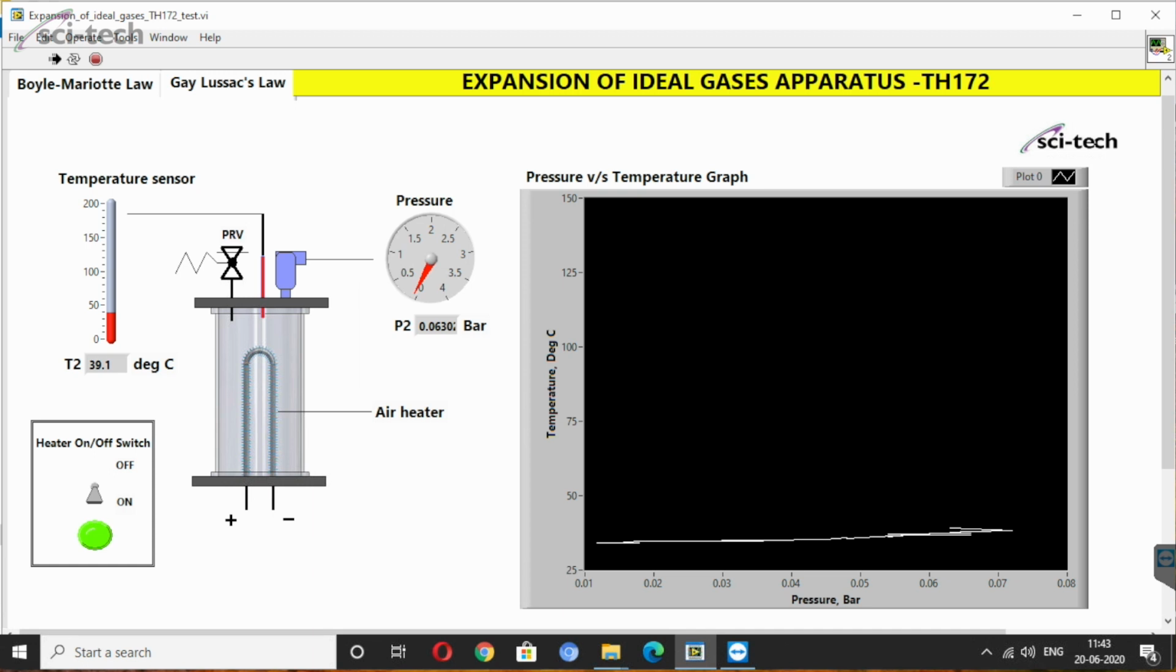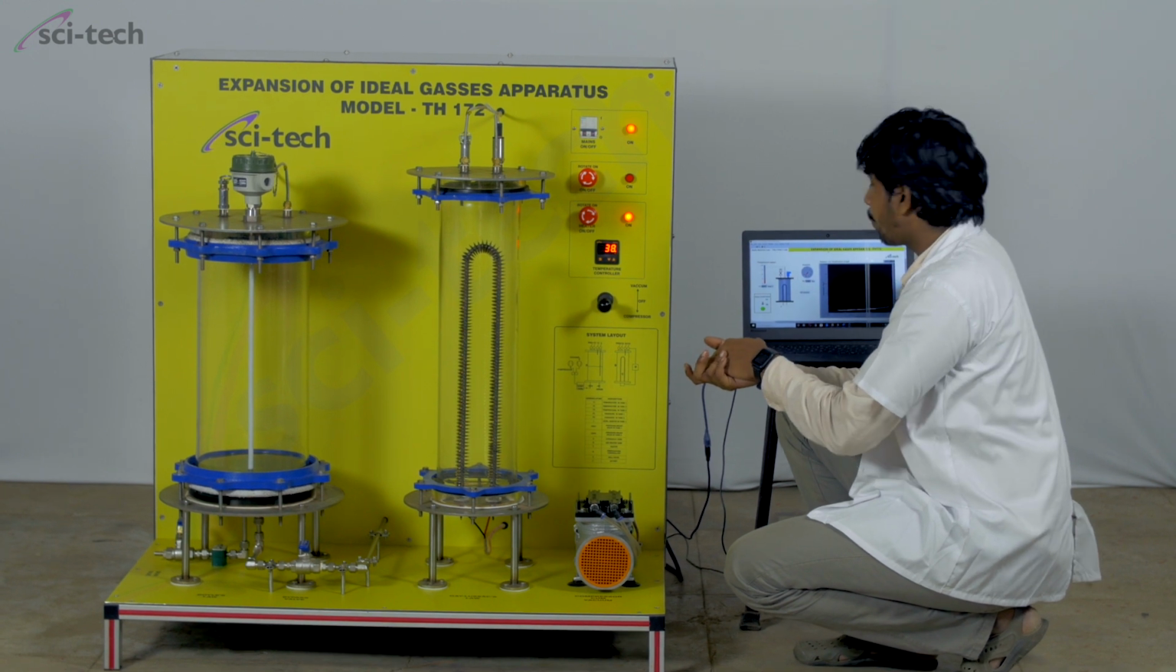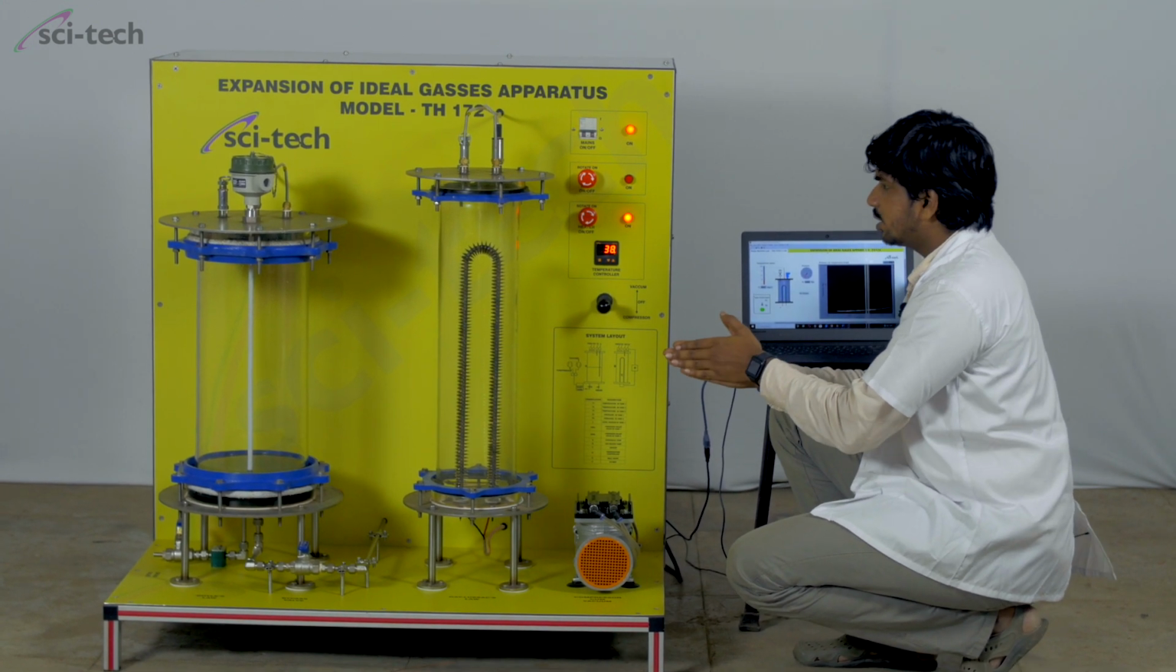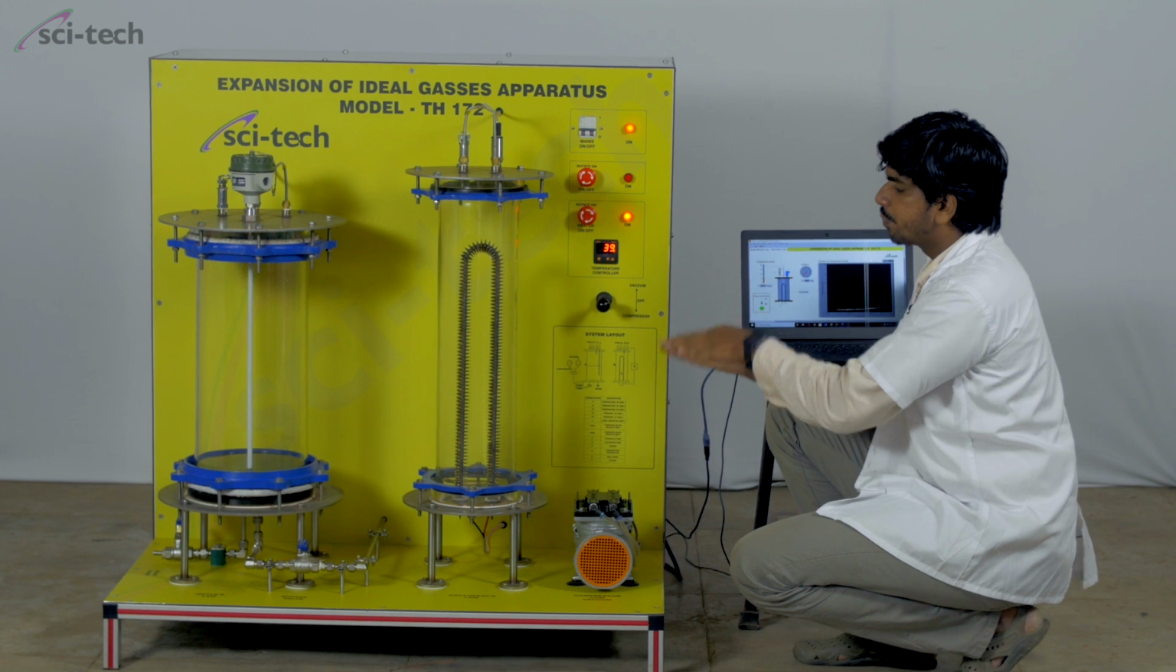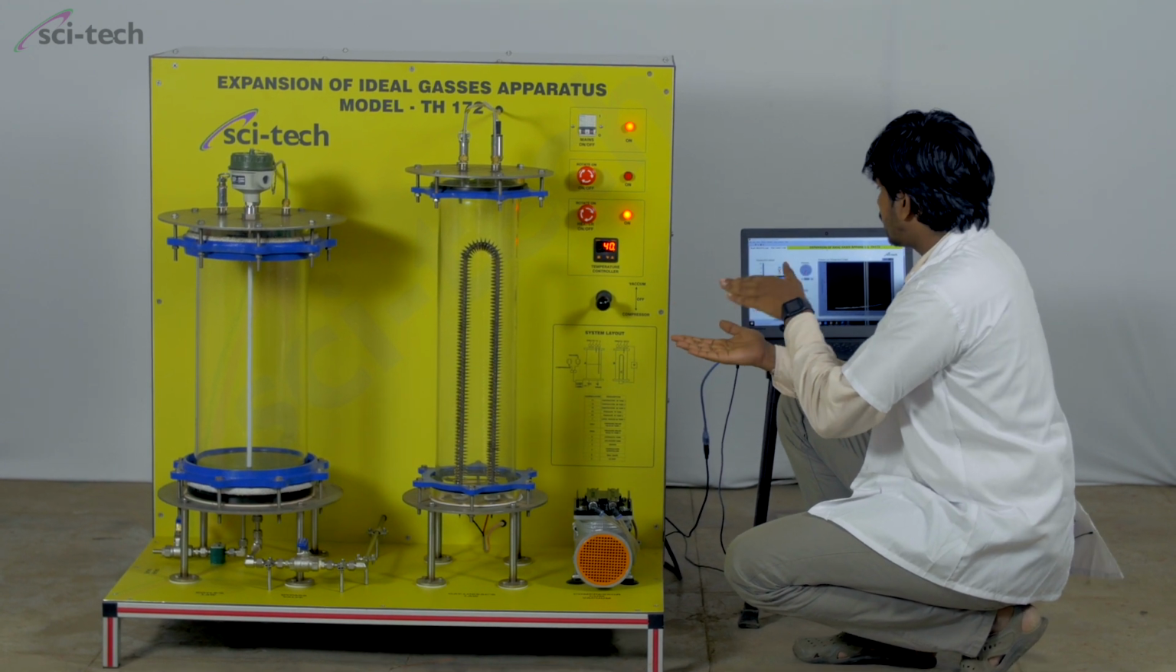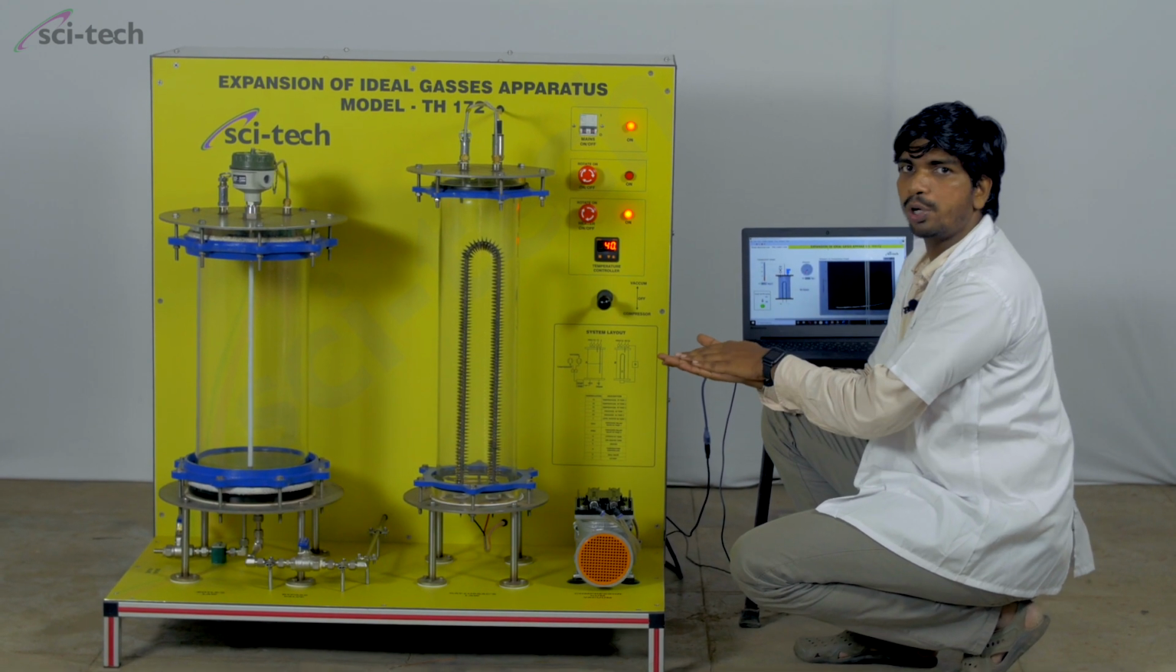Now after around 30 seconds we have a temperature of around 39 degrees Celsius inside this glass tank and a pressure of around 0.1 bar. So as you can see, after waiting 30 or 40 seconds, the heating has started, and at around 40 degrees Celsius it is showing 0.1 bar.